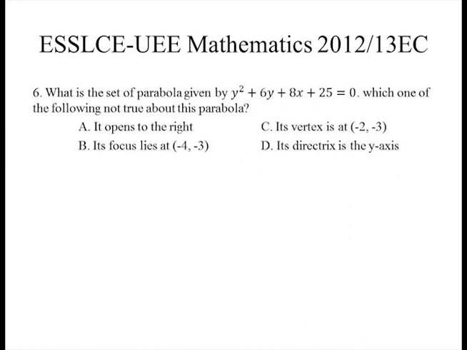Question number 6. What is the set of parabola given by y squared plus 6y plus 8x plus 25 is equal to 0? Which one of the following is not true about this parabola? The square term of the parabola is y squared.